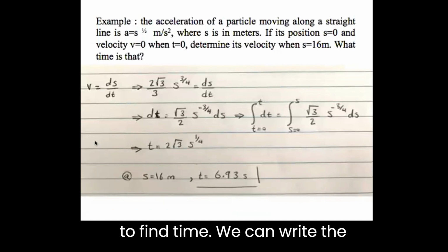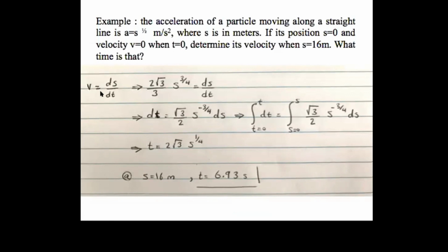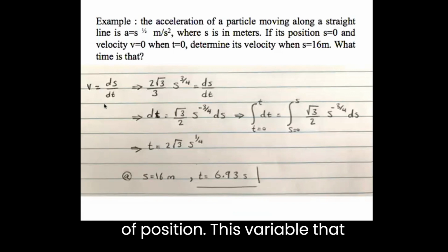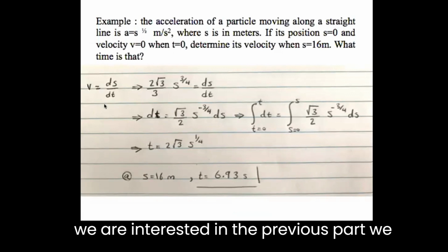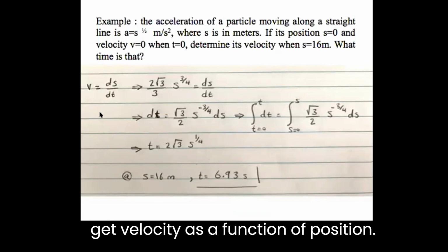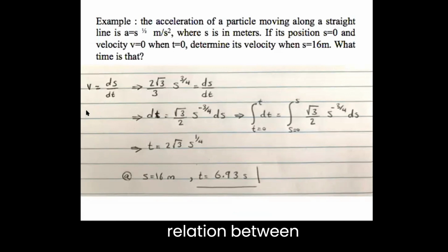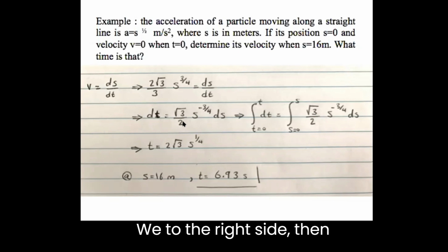We can write the second equation, the second time derivative of position. This is the variable that we are interested in. In the previous part, we got velocity as a function of position. From the first equation, we can find the relation between v, t, and s. Now we move t to the left side and v to the right side. Then integrate both sides.